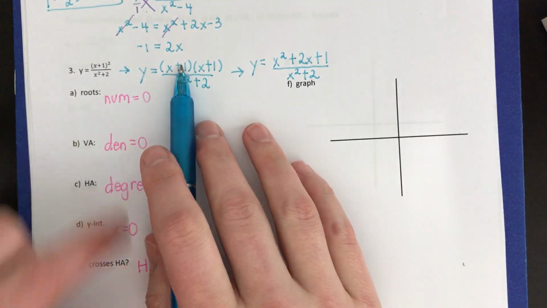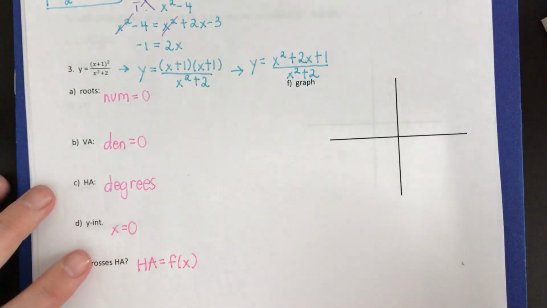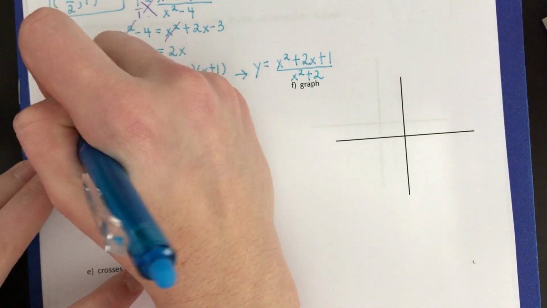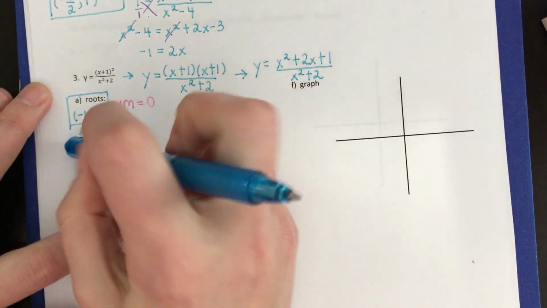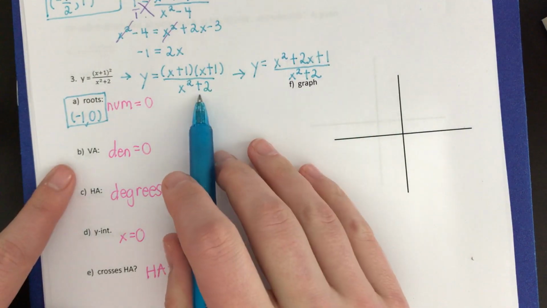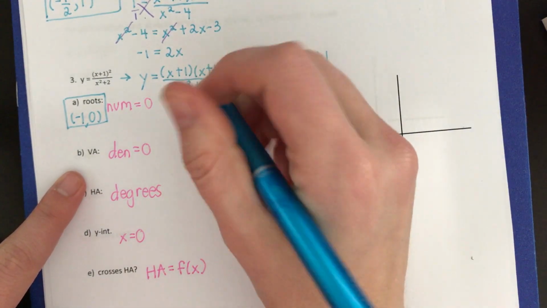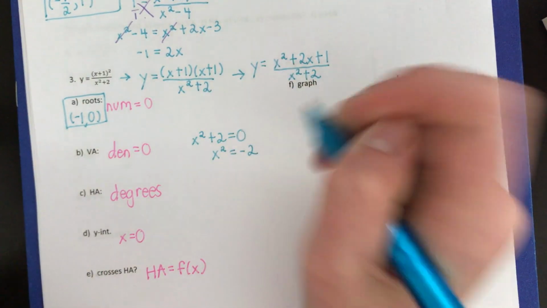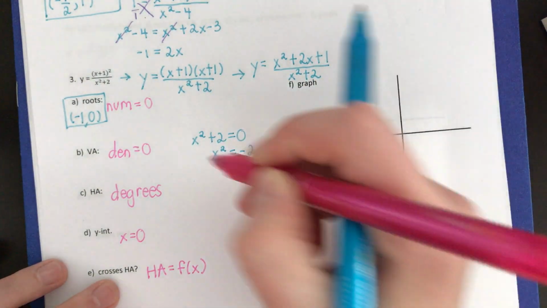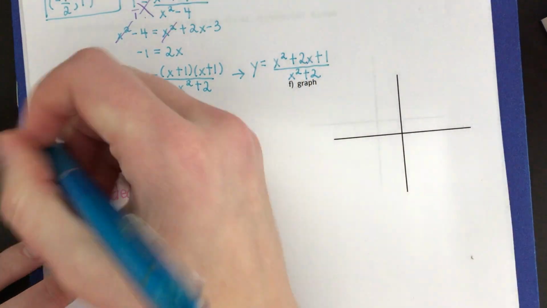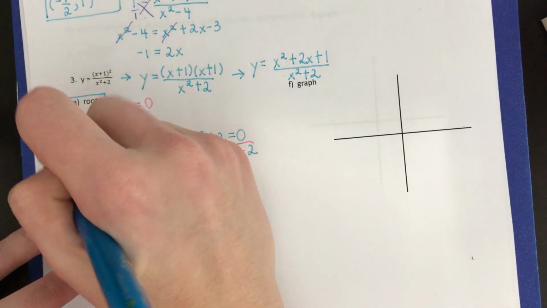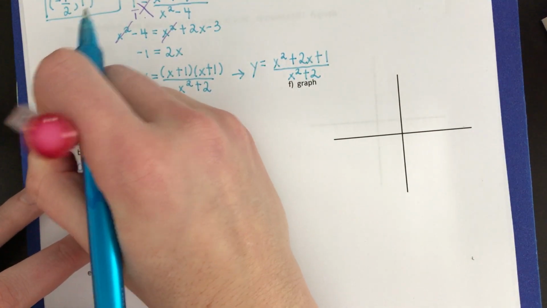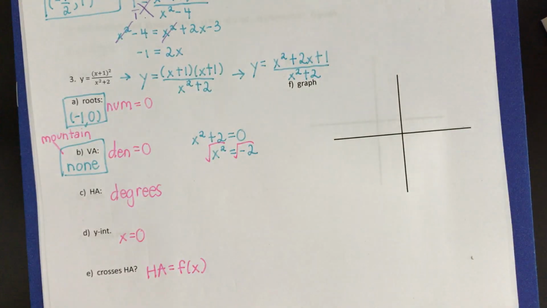Alrighty, so numerator equal to 0. For this, I'm going to look at the factored version. So that would tell me that I have a root at negative 1, 0. VA, denominator equal to 0. You probably already recognize this. X squared plus 2 equals 0. Remember what's going to happen. You're going to get that imaginary situation. So none. Remember from before that this none here means mountain when you have no VAs.